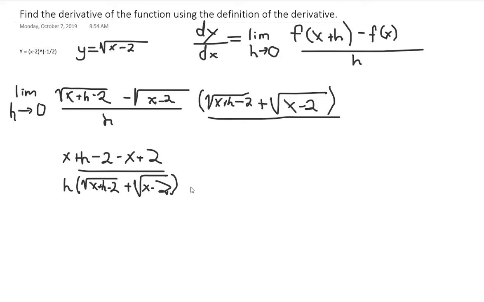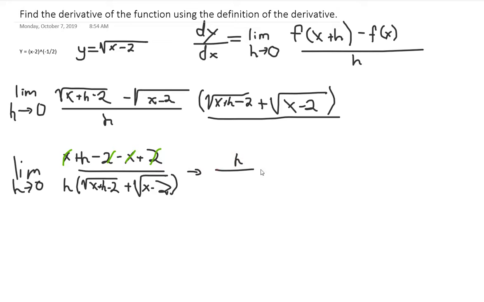And so at this point, if we took the limit, we still have the limit. I didn't write it down, but the limit is still there. If we took the limit as h approaches 0, we would still run into the same problem as before, right? We would get 0 in the denominator. But in this top part, the radicals are gone, and we can actually do some canceling out. So we have a positive x and a negative x. Gone. Negative 2, positive 2. Gone.